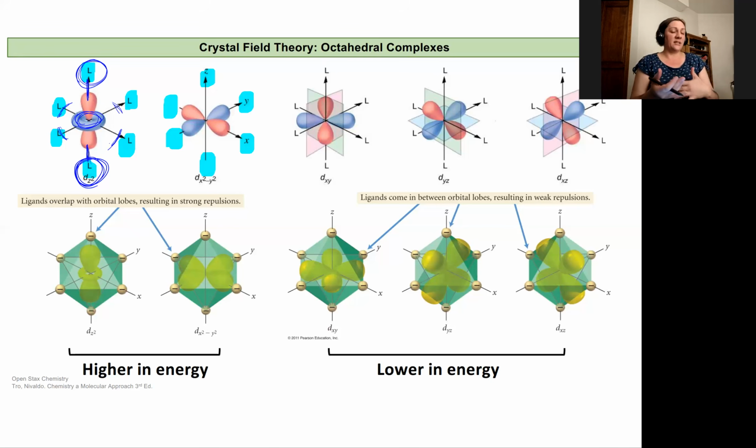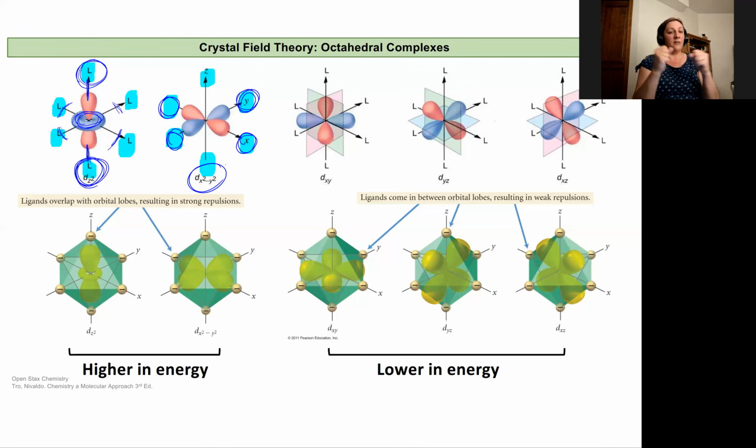And the same with the dx squared minus y squared. It runs along the xy plane. And so it is pointing directly at these 4 ligands that come in on those x and y planes to the metal itself. And so these both are going to have really direct contact or overlap with the ligand electron clouds, and they're going to see the most repulsion from that because they're coming closer together, which is bringing us back to Coulomb's law, that our energy goes up as we bring those same charges closer and closer together. And that distance and the magnitude of charge determines the amount of that energy change.